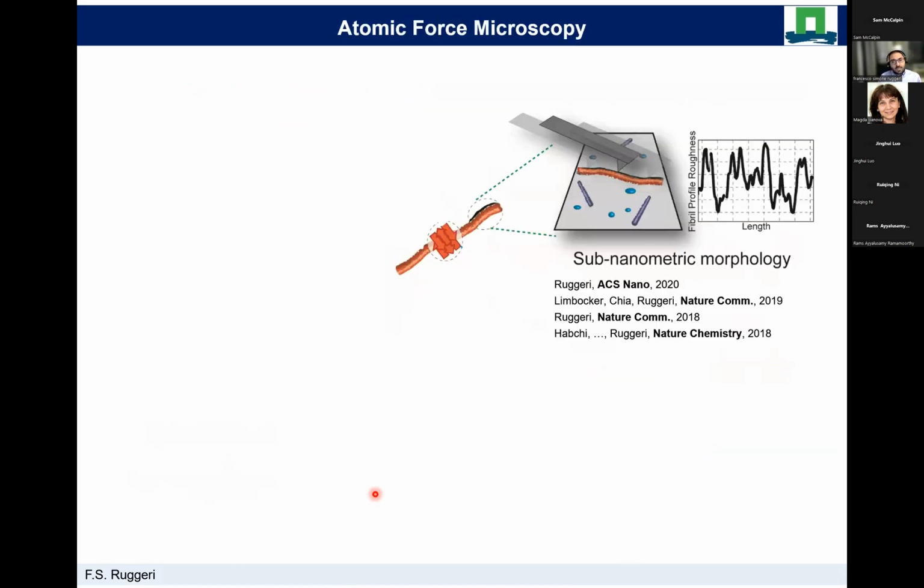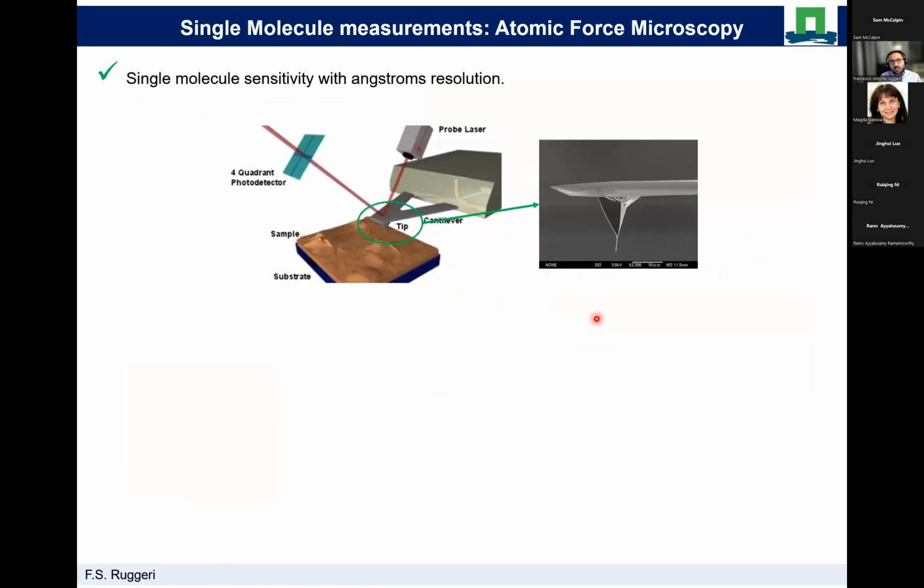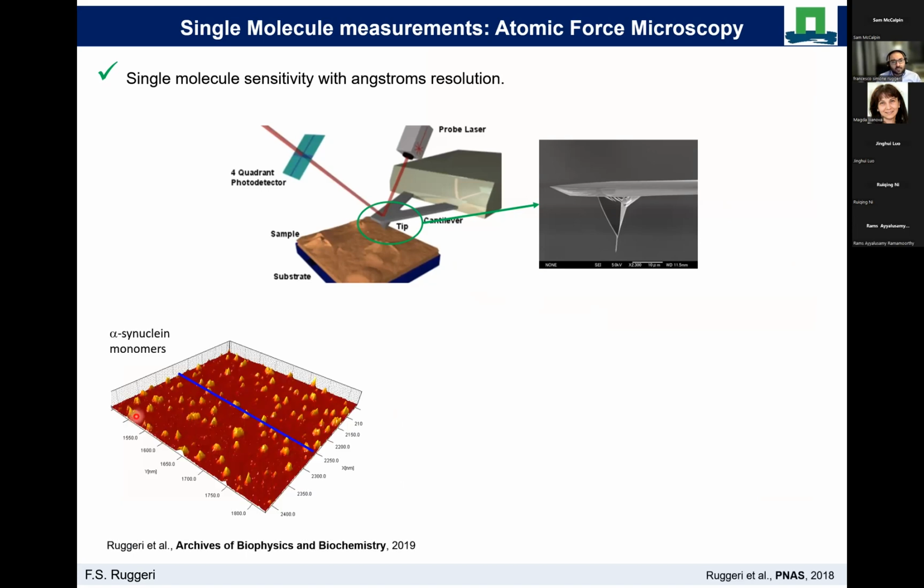One first possibility to see objects at the nanoscale is the use of atomic force microscopy to acquire information of protein aggregates and amyloids with nanometric resolution at the single molecule level. This technique works similarly to a person reading Braille. There is a sharp tip, the finger of the person, and there is a surface. By feeling the interaction between the sharp tip and the surface, it's possible to reconstruct a 3D map of morphology of the object that you have on your surface, such as, in this case, alpha-synuclein monomers.